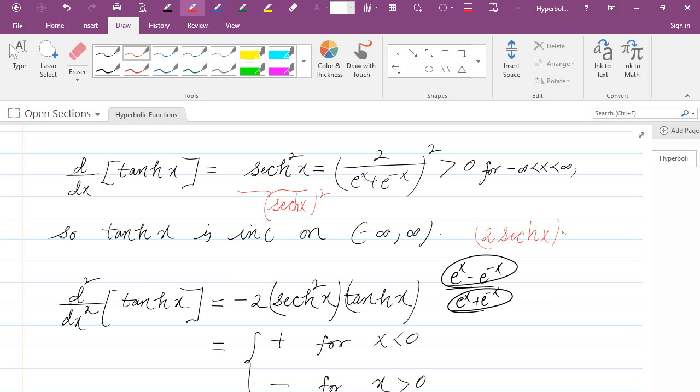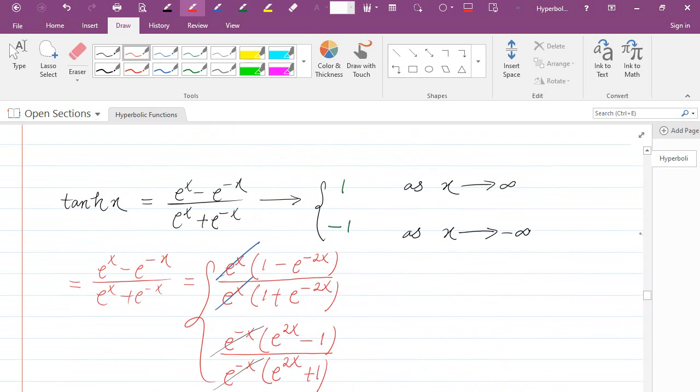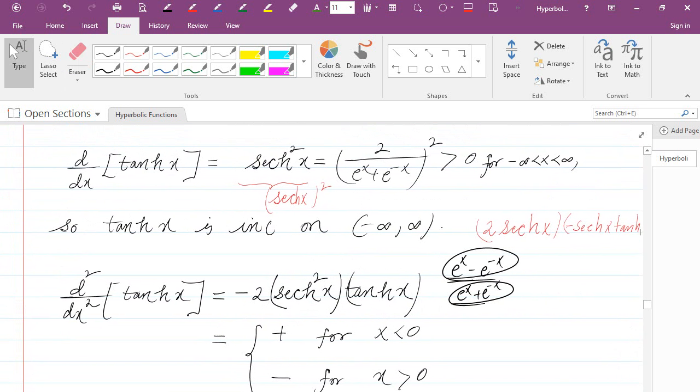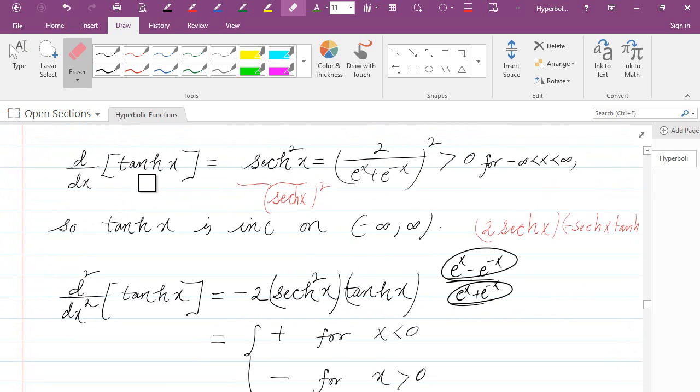So the derivative of the hyperbolic secant of x, if you recall, is negative hyperbolic secant of x times hyperbolic tangent of x. So you can see where I'm getting this negative 2 hyperbolic secant squared of x times hyperbolic tangent of x. So again, that's the second derivative of the hyperbolic tangent of x. In other words, that's the derivative of the square of the hyperbolic secant of x. All right.